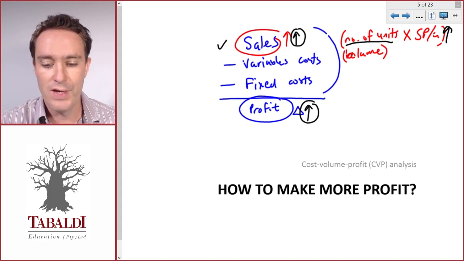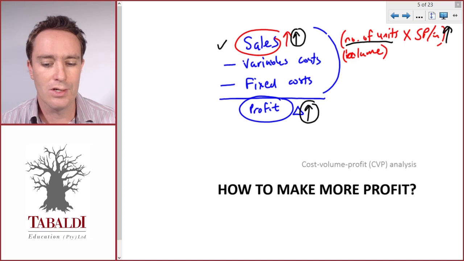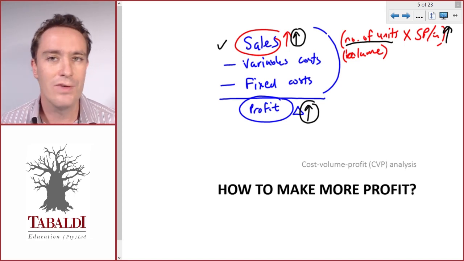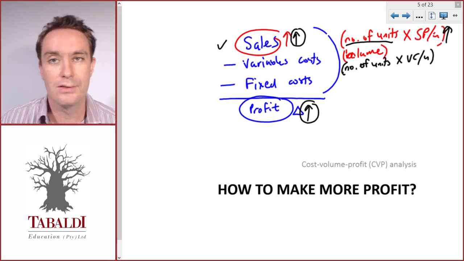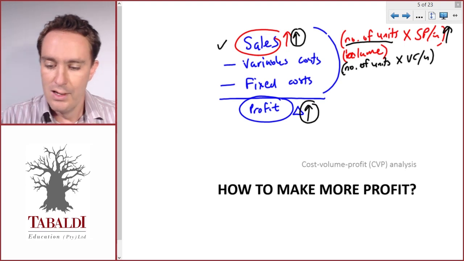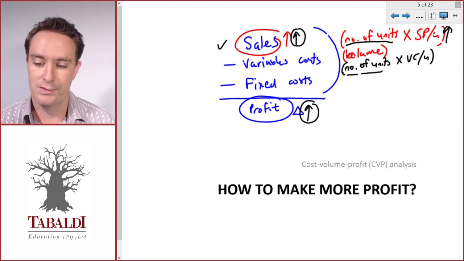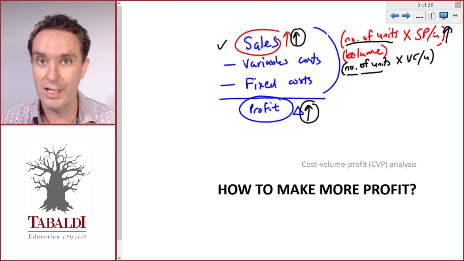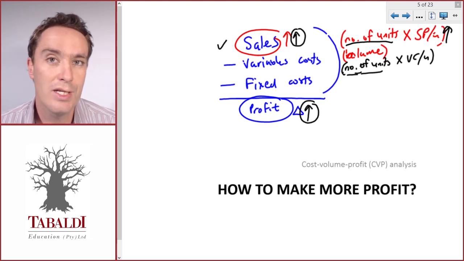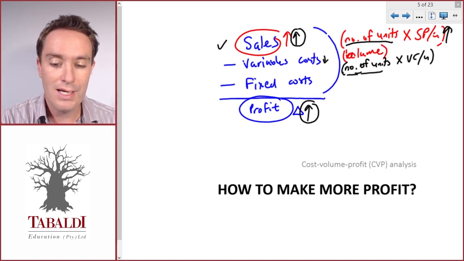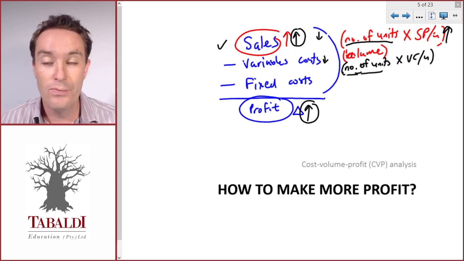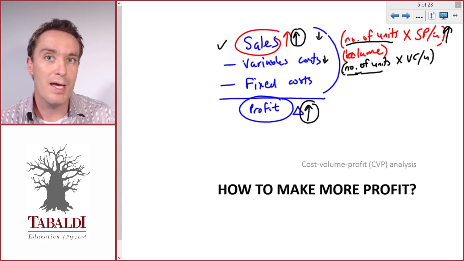If we go down then, to variable costs, how can we change the variable costs in order to increase our profit? So what is variable costs made up of? It's again made up of number of units or volume multiplied by variable cost per unit. So if we change the number of units, this is a bit of a tricky one. If we reduce the number of units, yes, we will pay less for variable costs, but our sales will also come down and hopefully we'll charge more per unit than what we pay per unit.